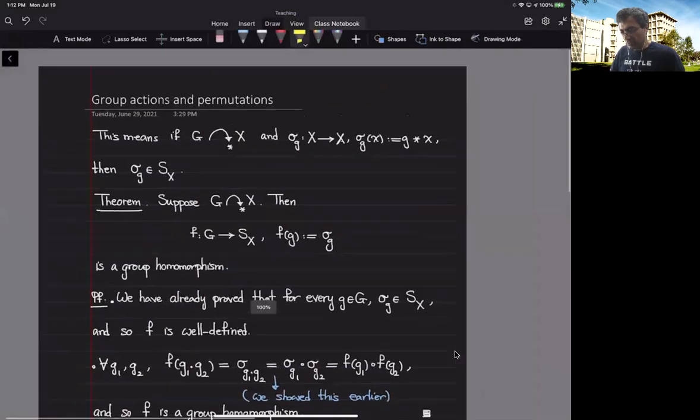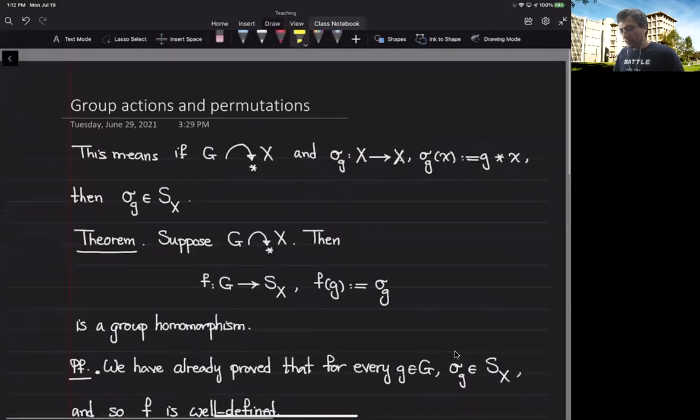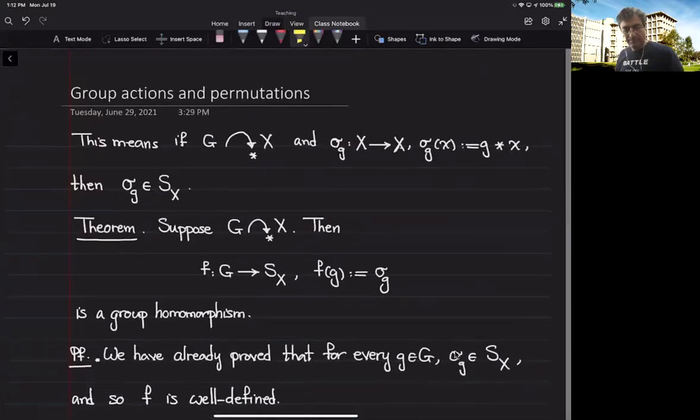So this is exactly what we claimed initially, that group actions give us permutations on the set X. So if G acts on the set X via star, then sigma sub g, given by the action of the element g, is a permutation, is a bijection, and therefore it belongs to S sub X.